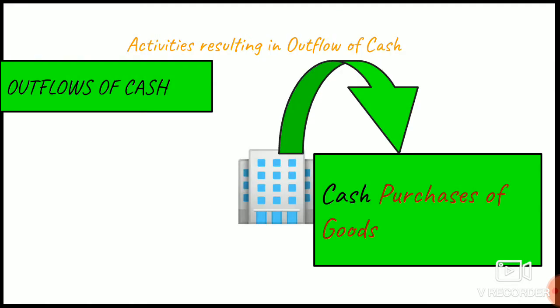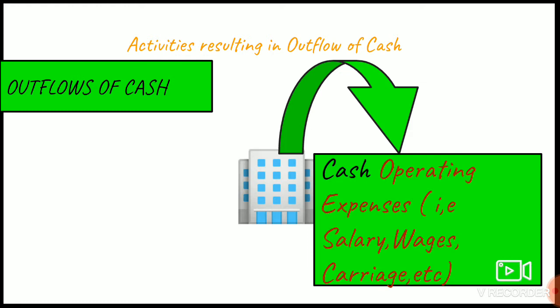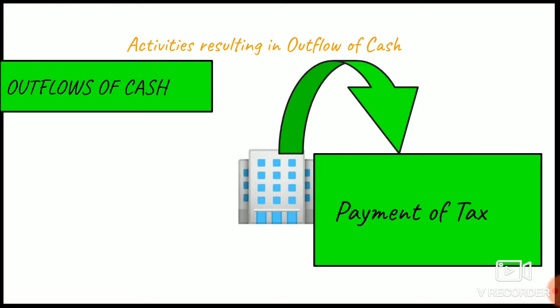Now let me show you some activities which will result in the outflow of cash in a business. For example, cash purchases of goods will result in an outflow of cash in a business. Cash payment to creditors will also result in an outflow of cash. Then cash payment of operating expenses like payment of salary, wages, carriage, etc. will result in an outflow of cash. Cash payment of tax will result in an outflow of cash too.